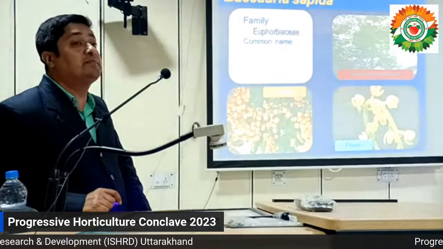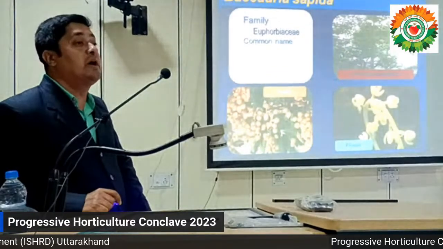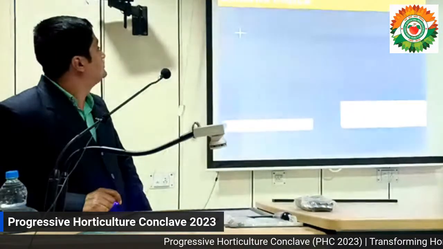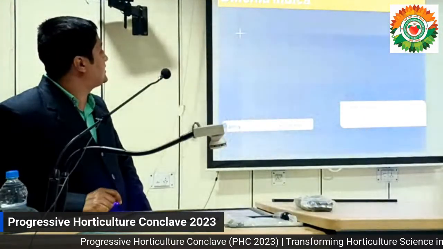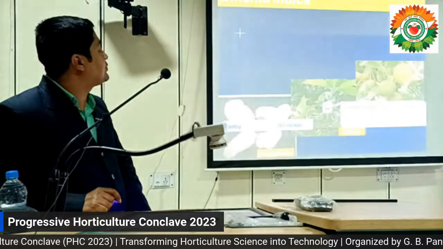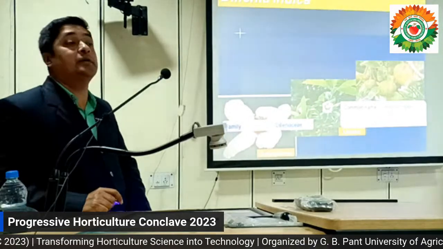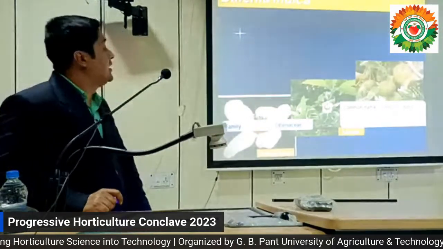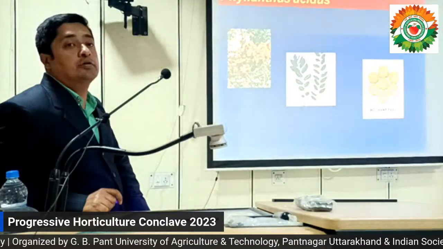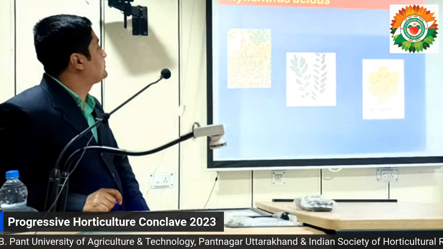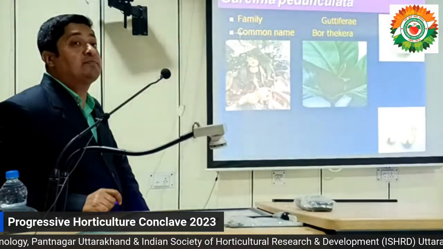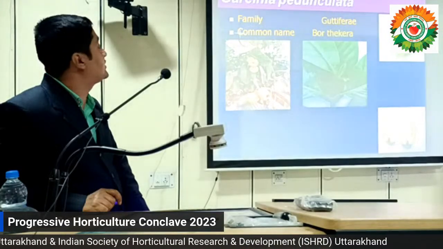I'm mentioning only very few, but in addition to that, there are lots of underutilized fruits which need good promotion. Dillenia is one, commonly known as elephant apple, one of the very popular wild fruits of Assam. Then Phyllanthus acidus, which is known as star amla. Then Garcinia pedunculata. In Garcinia, actually, 3-4 different species are found in northeast India.